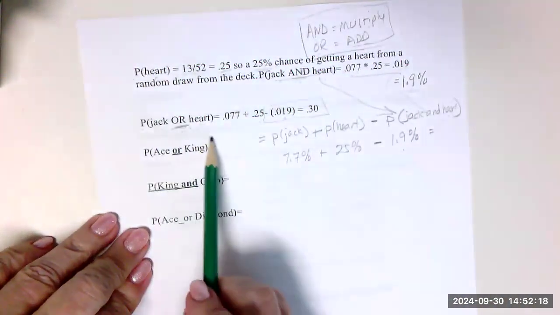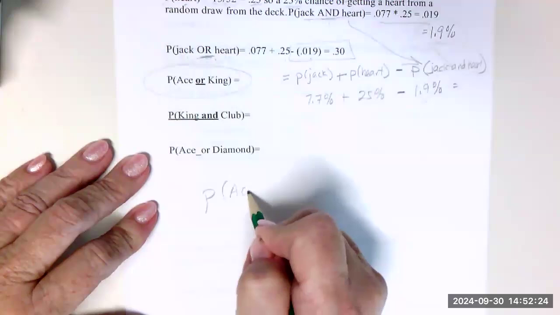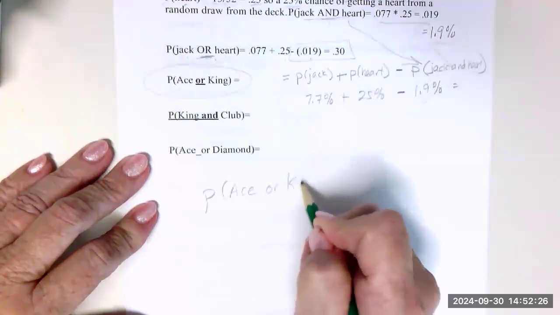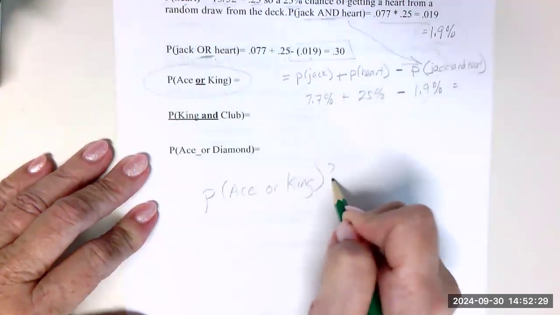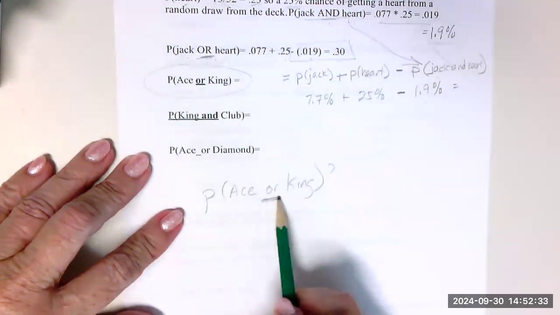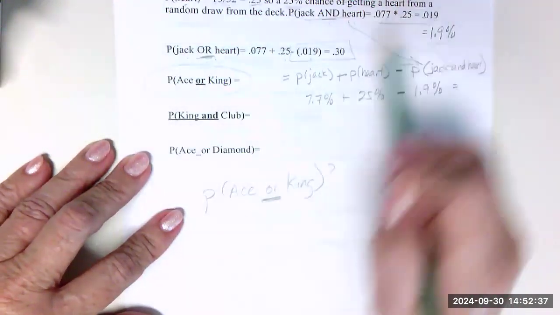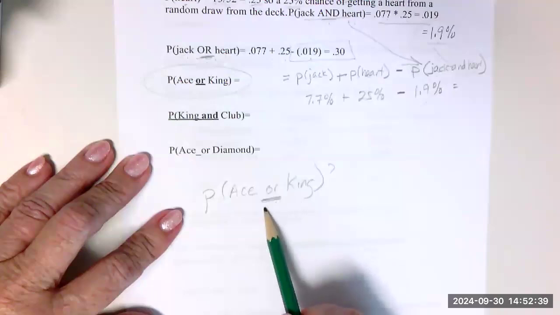All right, so here, let's do this one. What's the probability of getting an ace or a king? That's easy. First things first, what rule are we using? Well, it's "or," so we're going to use the addition rule. We're going to add these together.